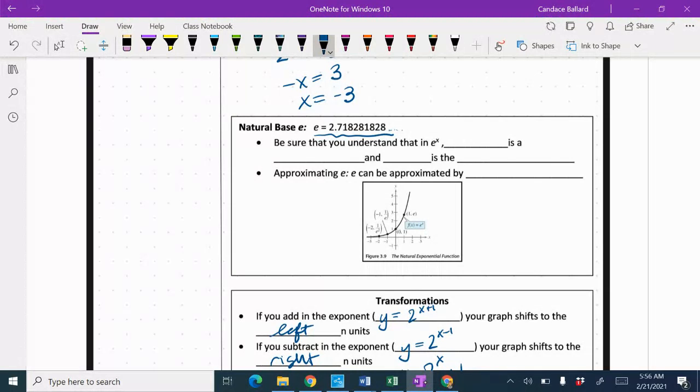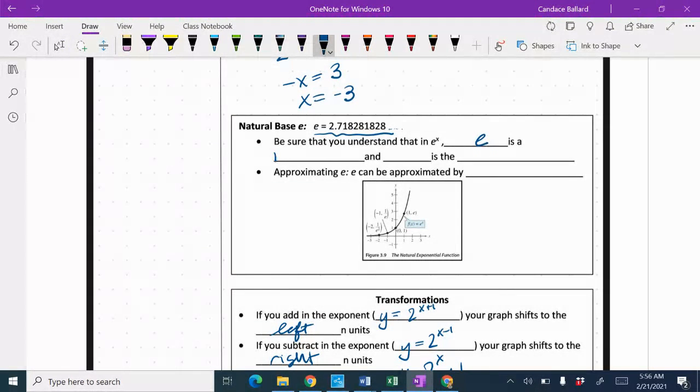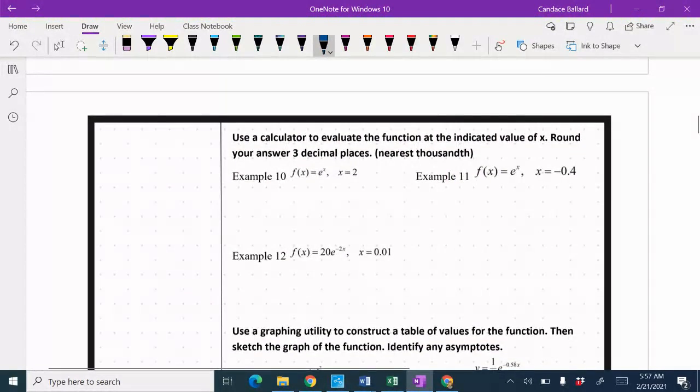Be sure that you understand that in e to the x, e is a number, so it represents a number, and x is the exponent. e can be approximated by 2.718281828 dot dot dot. So let's take a look at some examples with the e in them.